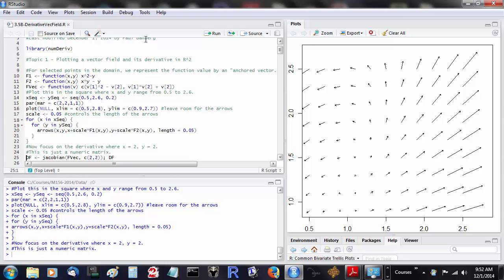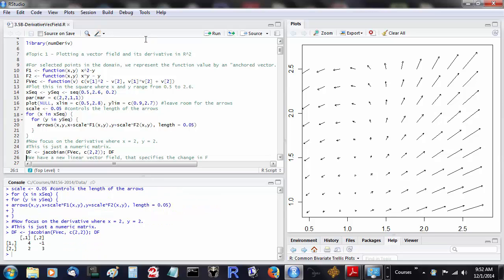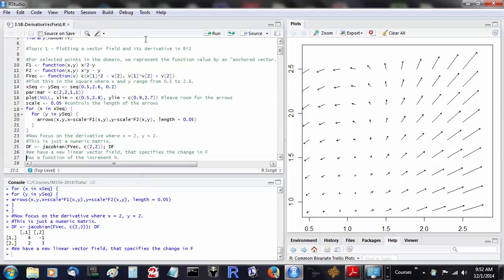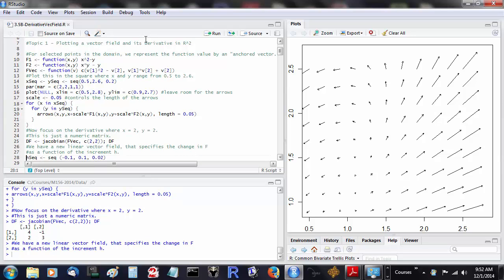We know how to do derivatives, of course. We just take the Jacobian matrix and we get a matrix with 4 entries. And this, of course, specifies a linear function, and it arguably specifies a vector field in the sense that given an increment, the vector h, it specifies the resulting change, namely df acting on h.